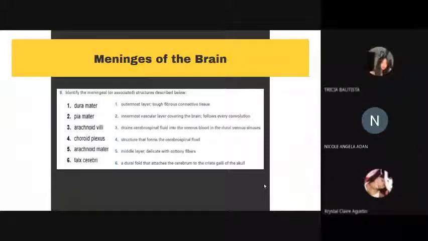Number 4, the structure that forms the cerebrospinal fluid. It is the choroid plexus. And 5, the middle layer, which is delicate with cottony fibers. It is the arachnoid mater. And 6, a dural fold that attaches the cerebrum to the crista galli of the skull. It is the falx cerebri.